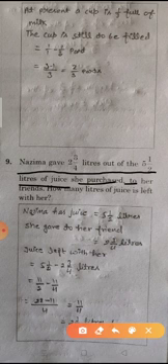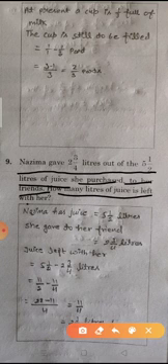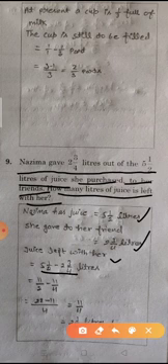Question number 9. Najima gave 2 whole 3/4 liter out of the 5 whole 1/2 liter of juice she purchased to her friend. How many liters of juice are left with her? So Najima had juice 5 whole 1/2 liter. She gave to her friend 2 whole 3/4 liter. So to find the juice left with her, we subtract 2 whole 3/4 from 5 whole 1/2. So 5 whole 1/2 minus 2 whole 3/4.